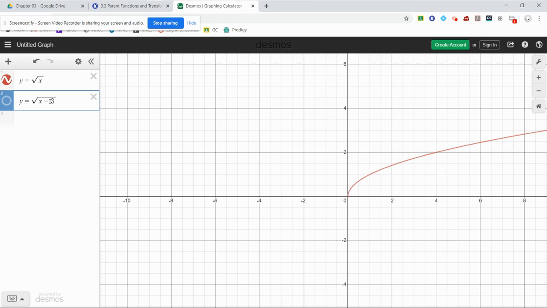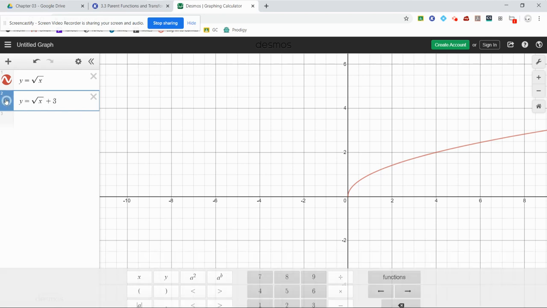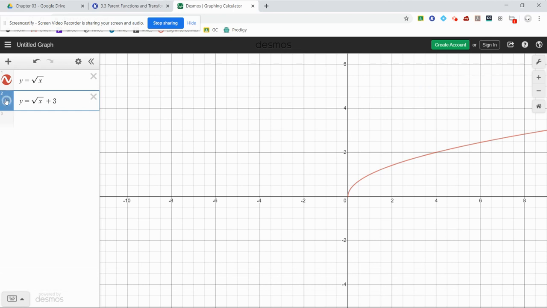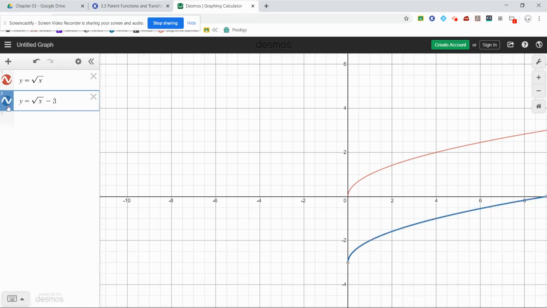Okay, next up, what happens when I take the whole function and not inside with the x, but on the outside, I add 3 or I subtract 3. Plus 3 would move it up 3. And then finally, a minus 3 would move it down 3. And that's all your translations.